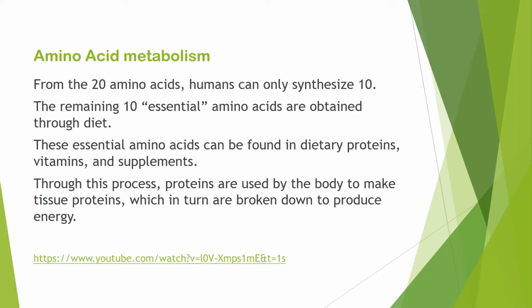Out of the 20 amino acids that I previously showed, humans can only synthesize 10 of them. Examples of these 10 include valine, proline, and tryptophan. These 10 essential amino acids are obtained through the consumption of proteins, vitamins, and supplements. When these amino acids through these proteins are digested, they are broken down and used to provide the body's total daily energy requirements.